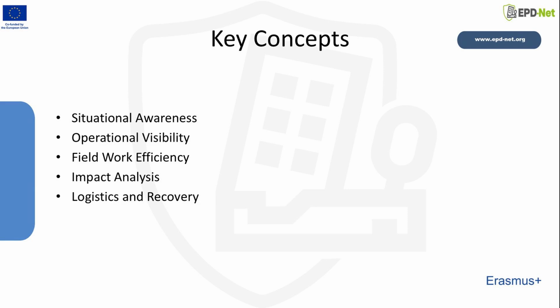Field work efficiency. Using mobile GIS tools to collect, verify, and share field data instantly, reducing delays and improving accuracy during emergency operations. Impact analysis. Assessing the extent of damage, affected populations, and disrupted infrastructure to understand the overall consequences of an event. Logistics and recovery. Coordinating the movement of people, supplies, and equipment while planning long-term restoration efforts through accurate, location-based information.